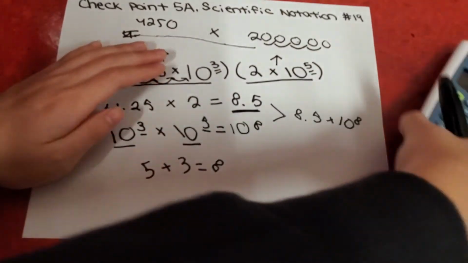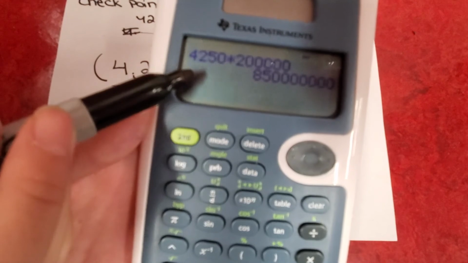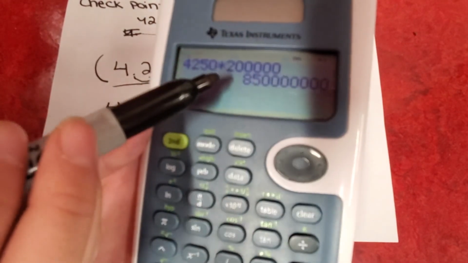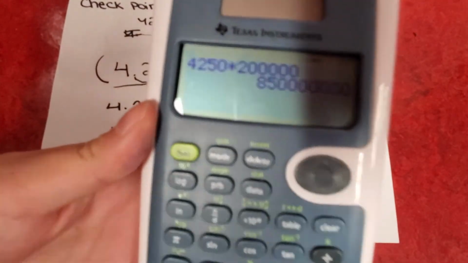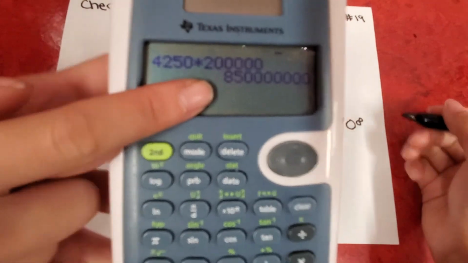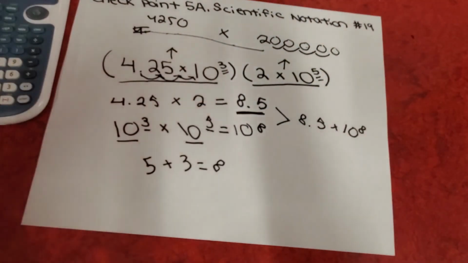This is the standard notation form, the solution for the multiplication of 4,250 times 200,000. And if you were to write this in scientific notation, you have 8.5 times 10 to the 8th, and that is how we know we got the problem correctly.